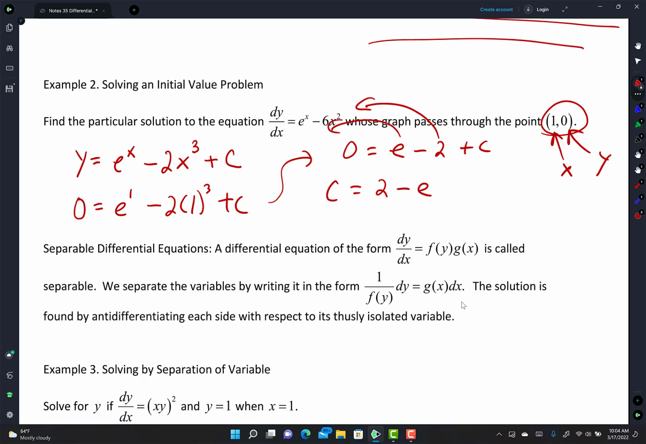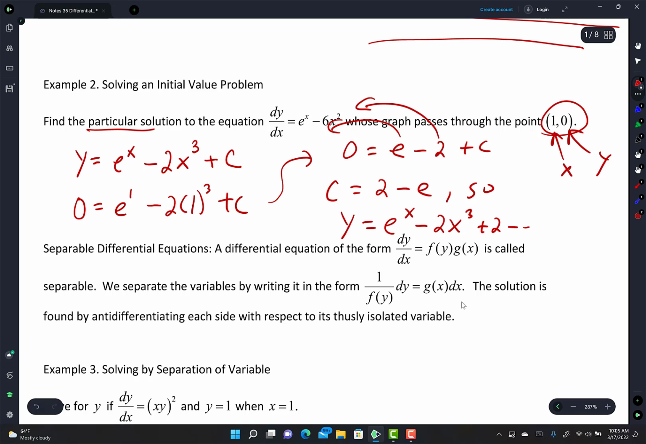So my specific equation, or particular solution, is y equals e to the x minus 2x cubed plus 2 minus e. If you want to group the 2 and the e together with parentheses, you can if you want, but you don't have to. They're constants. What's up?